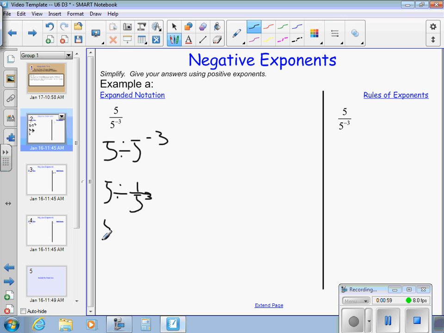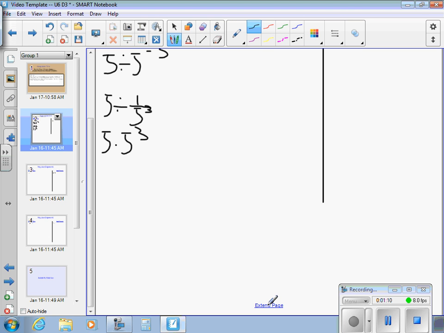Okay. Now, how do we divide? We divide by multiplying by the reciprocal. So this is the same thing as 5 times 5 cubed, which is, of course, 5 times 5 times 5 times 5, which is 5 to the 4th power.